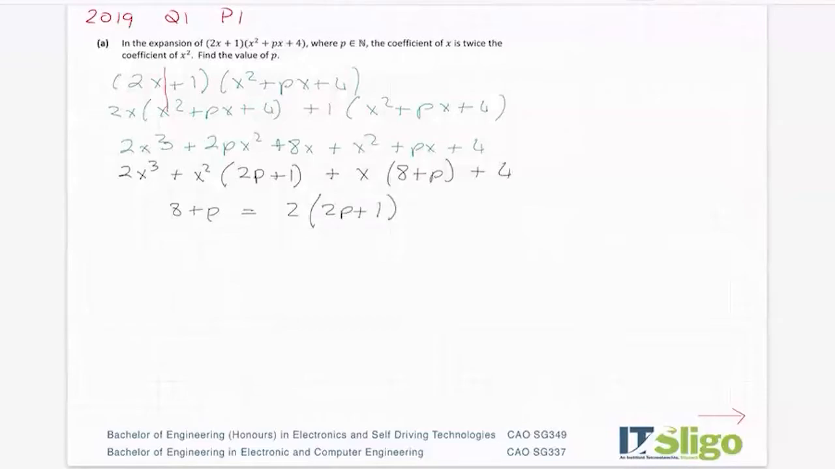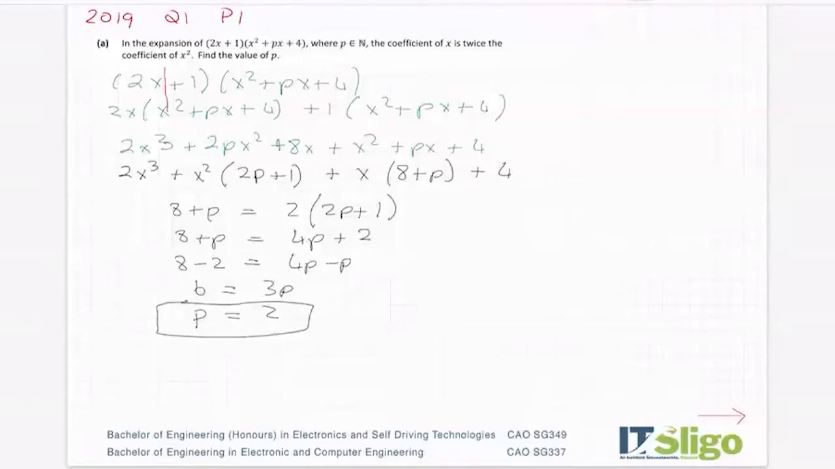Okay, and it says find the value of p. So let's solve this for p. So 4p + 2. P's to one side, numbers to the other. So 6 is equal to 3p. So p is equal to 2. Okay, so not a bad old question if you knew how to equate coefficients, and if you literally just wrote this down in maths language instead of the English that it was given in.